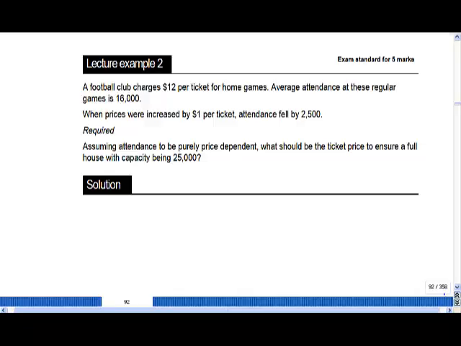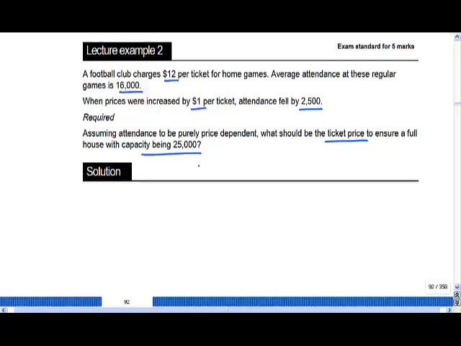Now in example 2, we're extending our football club example from 1 a little bit more. The initial data is exactly the same, $12 a ticket, and we get attendance of 16,000. And you can see when we change the price by $1, we're still looking at a change in 2,500. What we need to do now is work out what the ticket price should be if we want to sell 25,000 tickets.